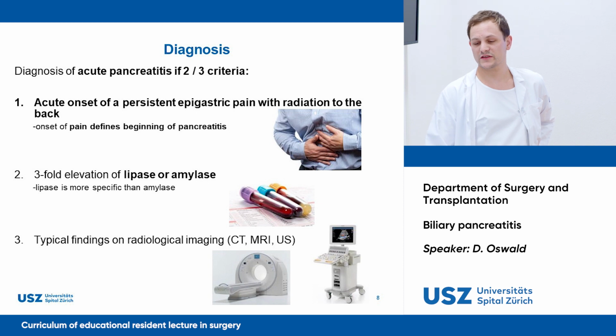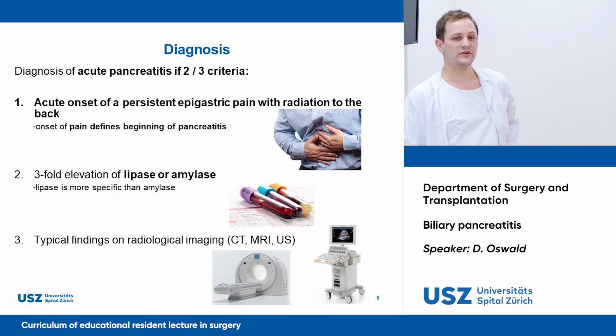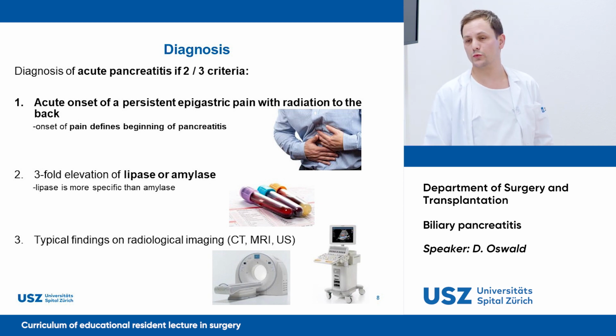The third criterion is a typical finding on radiological imaging that can be a CT scan, an MRI, or an ultrasound. But since you only need 2 out of 3 criteria, that means the presence of the typical pain and the laboratory constellation is sufficient to make the diagnosis and no imaging is needed. It's important to say that the intensity of the pain is neither decisive for the course nor for the inflammation of acute pancreatitis, and the level and course of pancreatitis enzymes have no prognostic value.